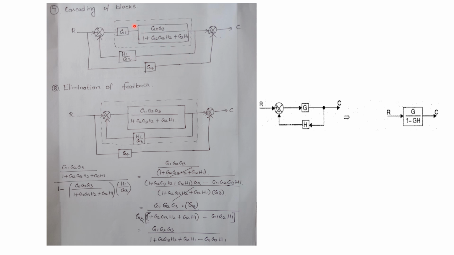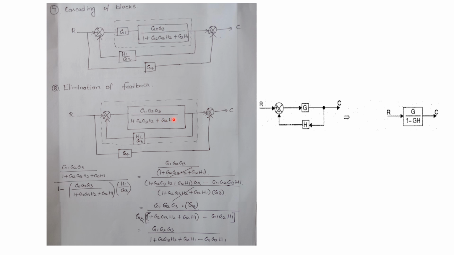Now we can combine these two, isn't it? Because these two are in series or cascade. So we have to put the dotted line here. Then at the top you have to write the corresponding operation, cascading of blocks. So when we are cascading these two, that is when two blocks are connected in series, we have to combine those two blocks, or we have to multiply the gain. When we are multiplying the gain, we are getting the expression like this.